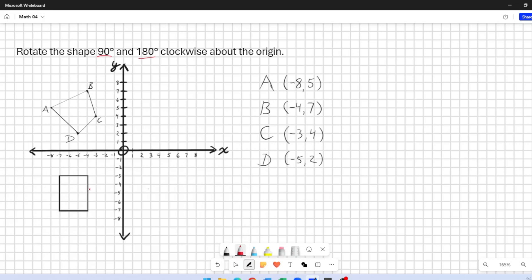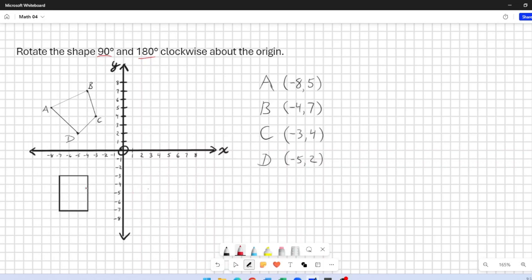The first thing I notice is that when this shape rotates 90 degrees, it's going to end up in this quadrant right here. And then at 180, it's going to end up down here. That's going to be useful for us when we're performing these rotations.